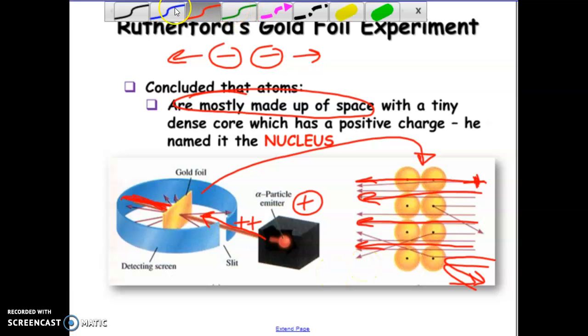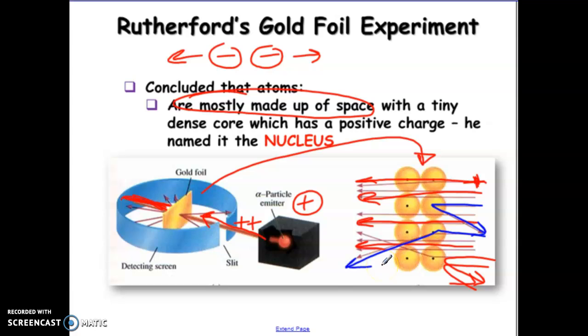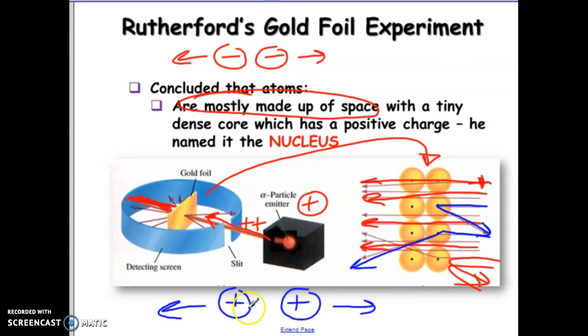Also, every once in a while, I'll use a different color here, there were particles that deflected. What he believed, and what ended up being true, is that there had to be something positive inside of the atom that was pushing away the positive particles, just like Thomson discovered with negative and negative. So the atoms were mostly empty space, but there was also a tiny dense core that had a positive charge.